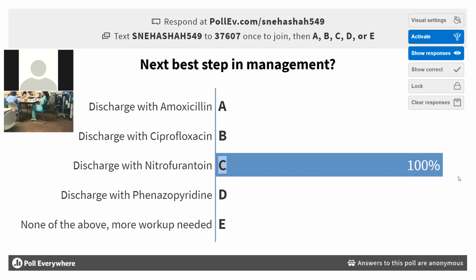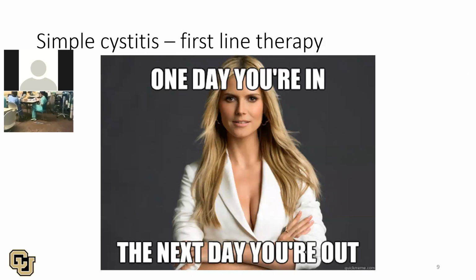Great, so I agree. I would discharge this patient with nitrofurantoin as well. Let's talk pretty quickly about simple cystitis, and I won't spend too much time on this, but as Heidi Klum surely said about antibiotics, one day you're in, the next day you're out.